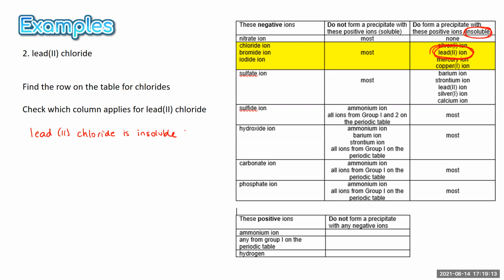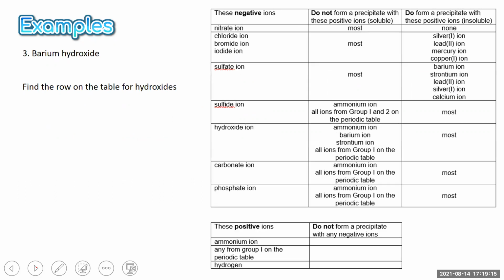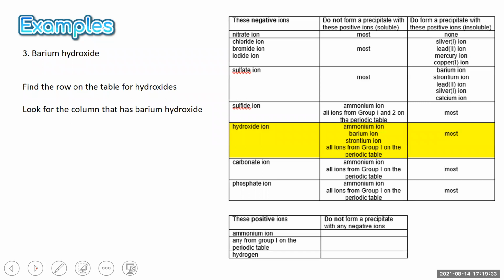Okay, I'm going to get you to try one now on your own. Try barium hydroxide. Pause the video and work out whether barium hydroxide is soluble or insoluble. Okay, let's see how you went. What do we need to do first? We need to find the hydroxides row of the table, and then we need to find where barium hydroxide is. I see the barium ion here, and it is in the soluble column. So that means barium hydroxide is soluble.